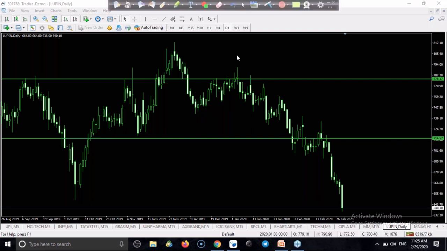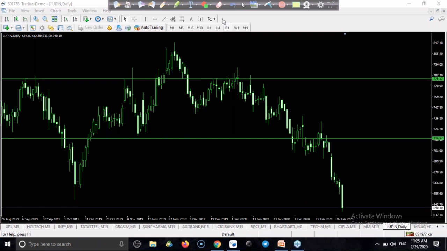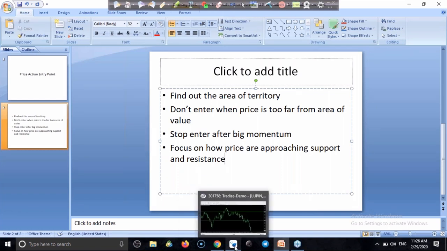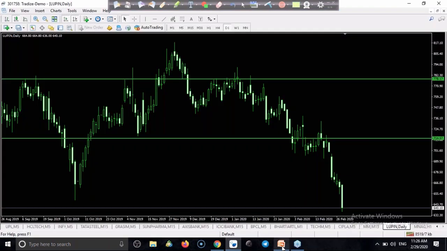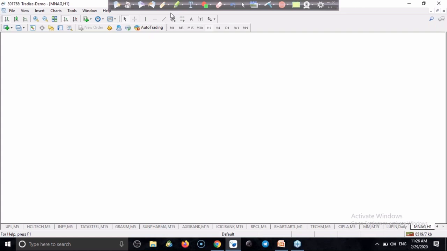So area of territory, is it clear? Identify the area of territory. Okay, that is called area of territory. Next step, let me tell you, do not enter when price is too far from the area of value. We now know what the area of territory is. Next, I'm telling you about the area of value. What is called the area of value? Okay, so I will explain again. Now, area of value. I think this is the first time you people are hearing this word, right?